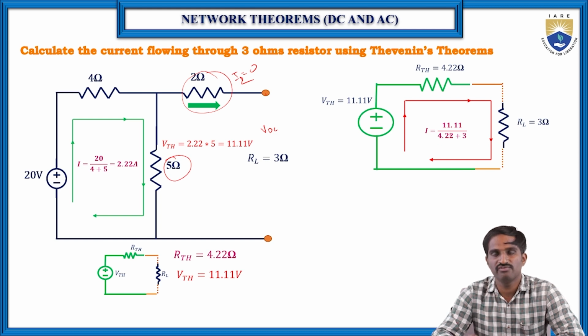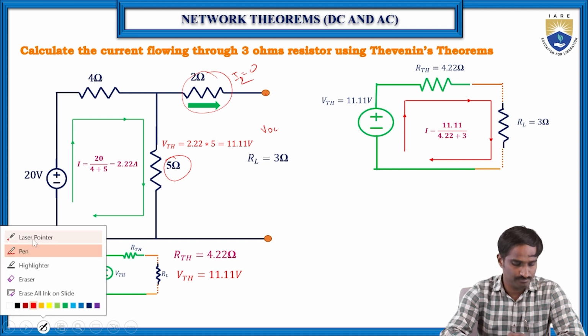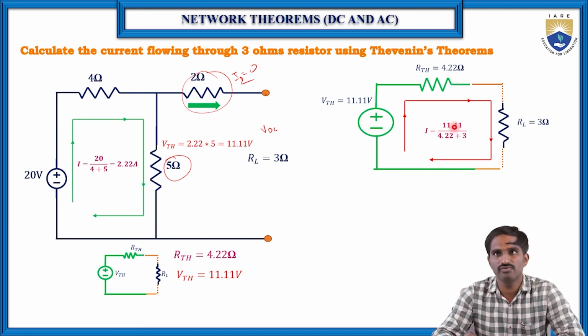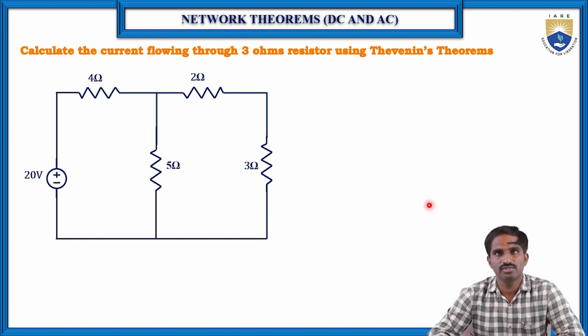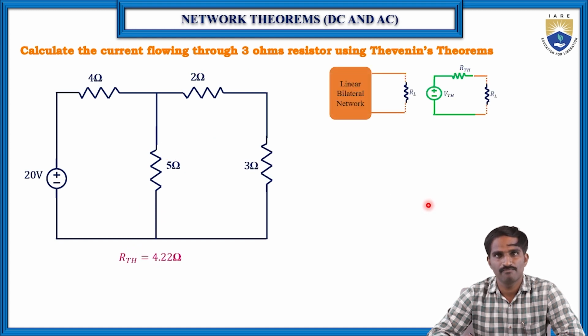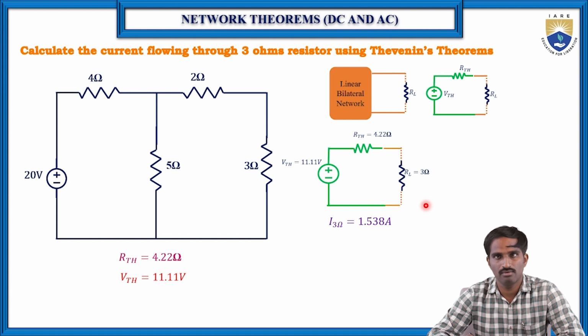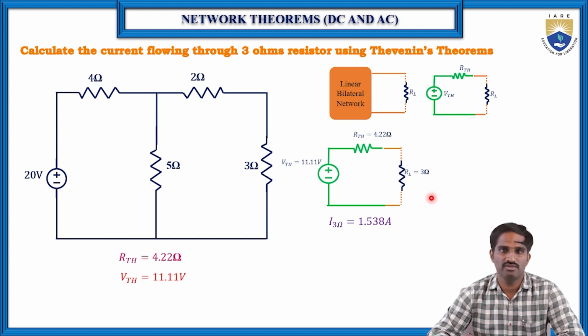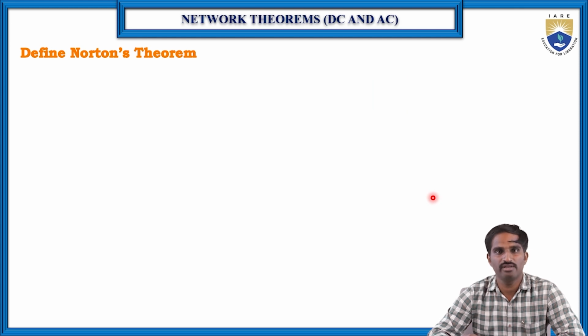I is equal to V Thevenin by R Thevenin plus RL, right? Then I is equal to 1.538 amperes. So the current flowing through this 3 ohms resistor is 1.538 amperes. This is how we can apply Thevenin's theorem. Next, let us define Norton's theorem.